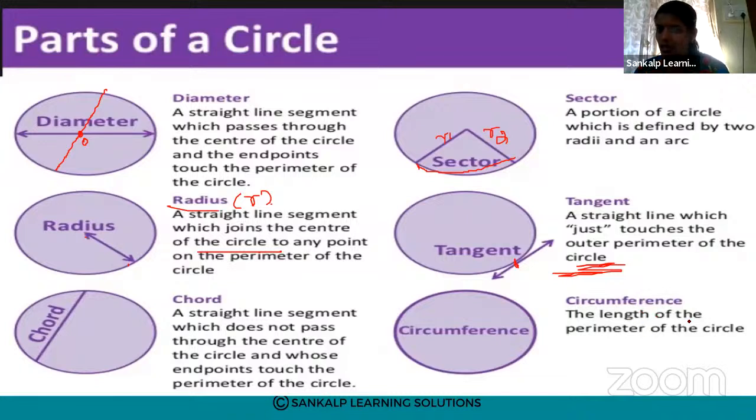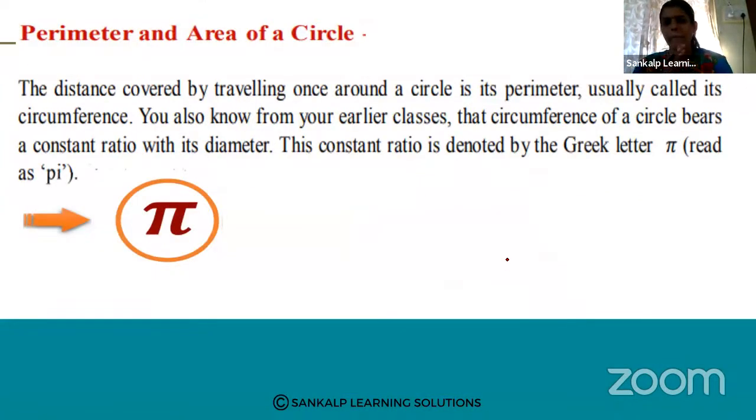Circumference means what? The length of the perimeter of the circle. So this we call it as a circumference. The outer part we call it as a circumference. Okay, remember. Okay, yes. Next comes perimeter and area of a circle. Yes, my dear students, perimeter and area of a circle. What do you mean by perimeter? So ella kada keltivi now, perimeter and area of a circle. So perimeter means 2 pi r, right? And area of a circle is pi r square.